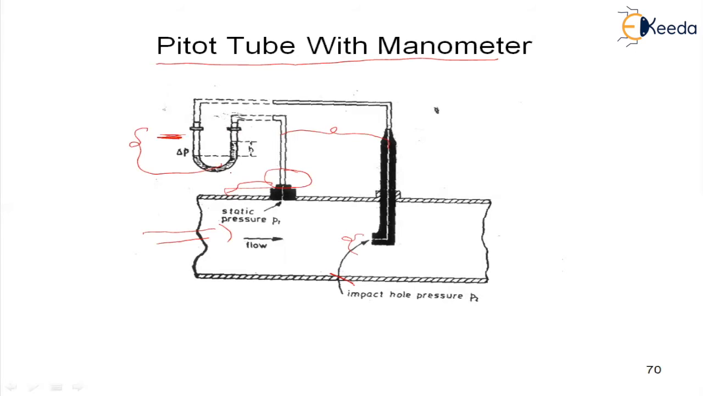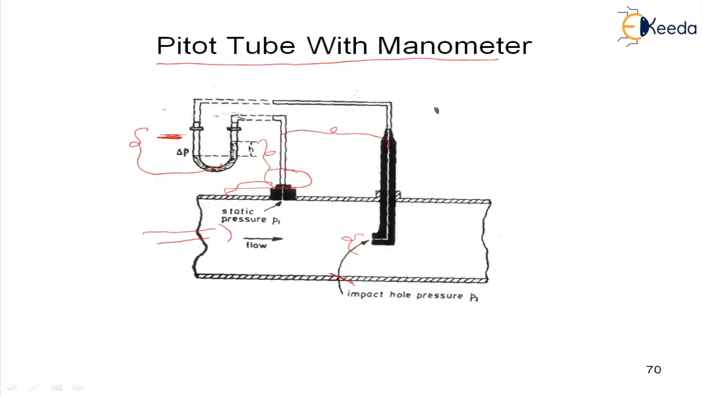So finally, in a pitot tube, how many types of pressures are acting? One is outside, called static pressure, and one is inside, called impact pressure, or simply stagnation pressure, my dear students. Now I am going to bring back the equations based on this.